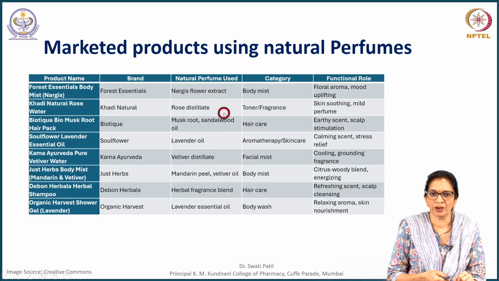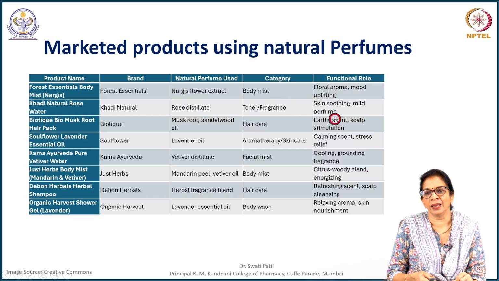The Nargis flower extract, which is used in body mist, which gives a nice aroma for mood lifting. Rose distillate used as toners for skin smoothing. Musk root, again by Biotech, which is used in hair care and used on scalp and hair. The flower and lavender oil, which is used in aromatherapy.